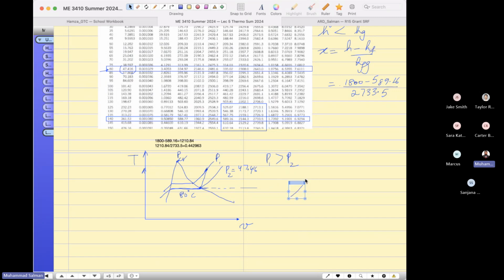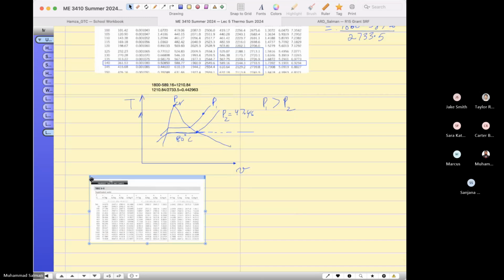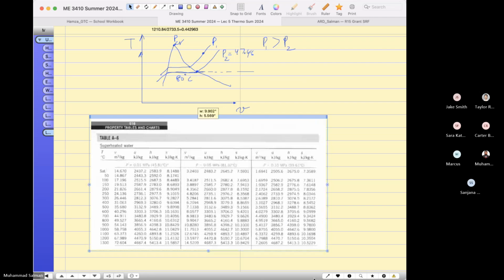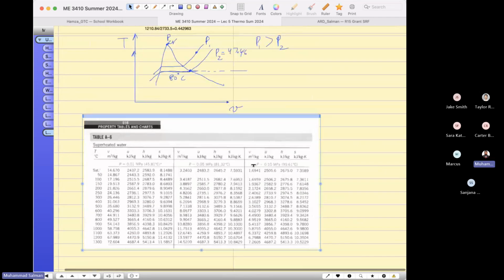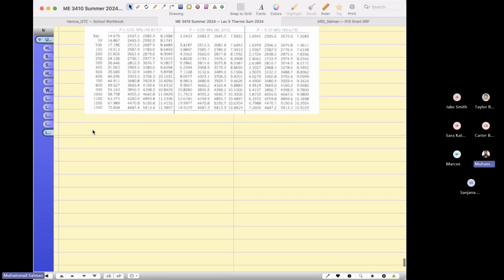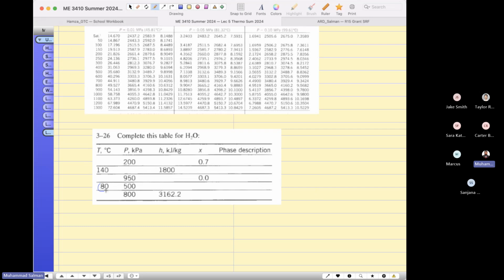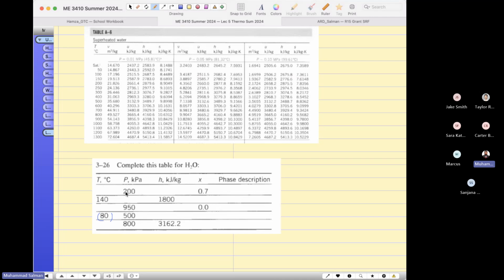So let's go ahead and see the value inside the table. I'm going to show you the different table, A-6. A-6 will help me. Yes, this one, I found it. So I'm going to show you. Let me copy this one here and show you how you would find the unknown values from the superheated region. So we are talking about 80, which is the temperature here, and 500 kilopascals.